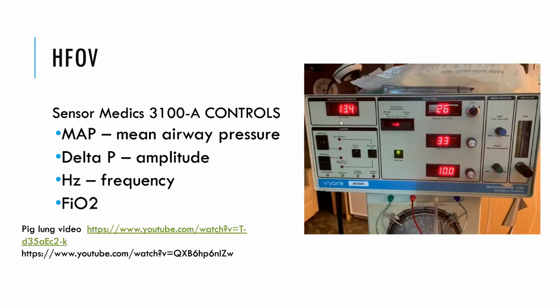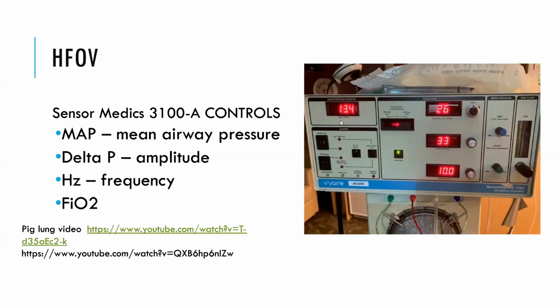Initial setting, we're going to go 10 to 12, or 1 to 2 higher than what their MAP was running on the conventional. We'll increase it in increments of 1 until we get that baby oxygenating where we want him to be. Delta P, remember, that's the change in pressure. If you have two different pressures, what is the change in pressure in between.